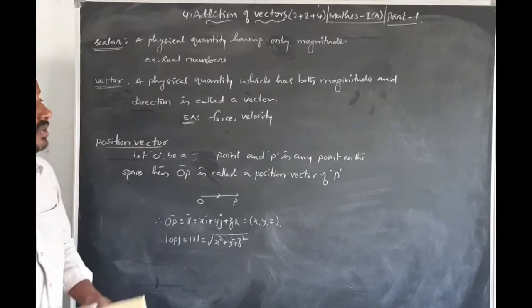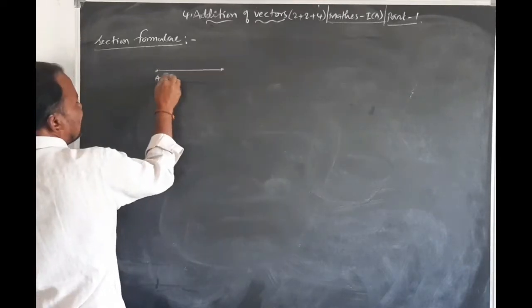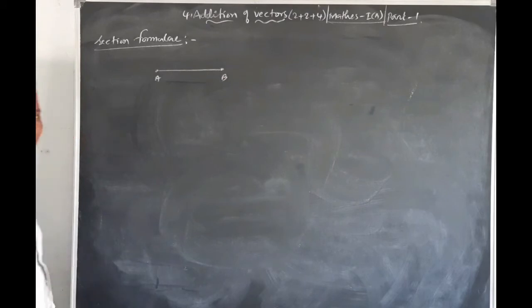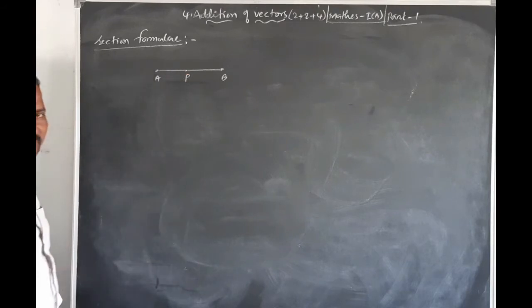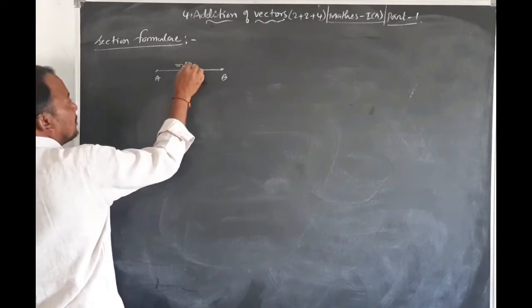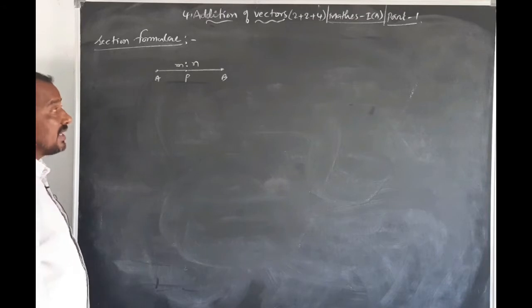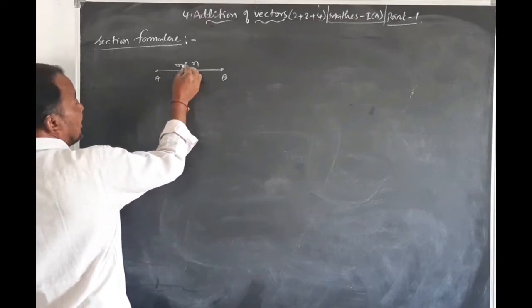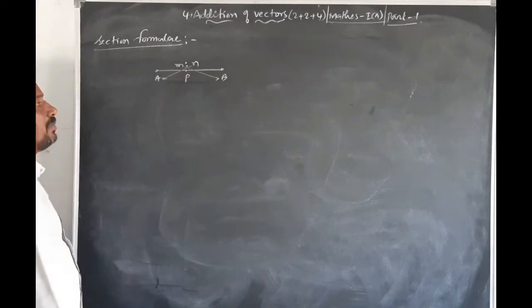Okay, next, section formula. A line segment AB, the point P divides it in the ratio m is to n. Then the position vector of P is mb plus na by m plus n. It is called the section formula.